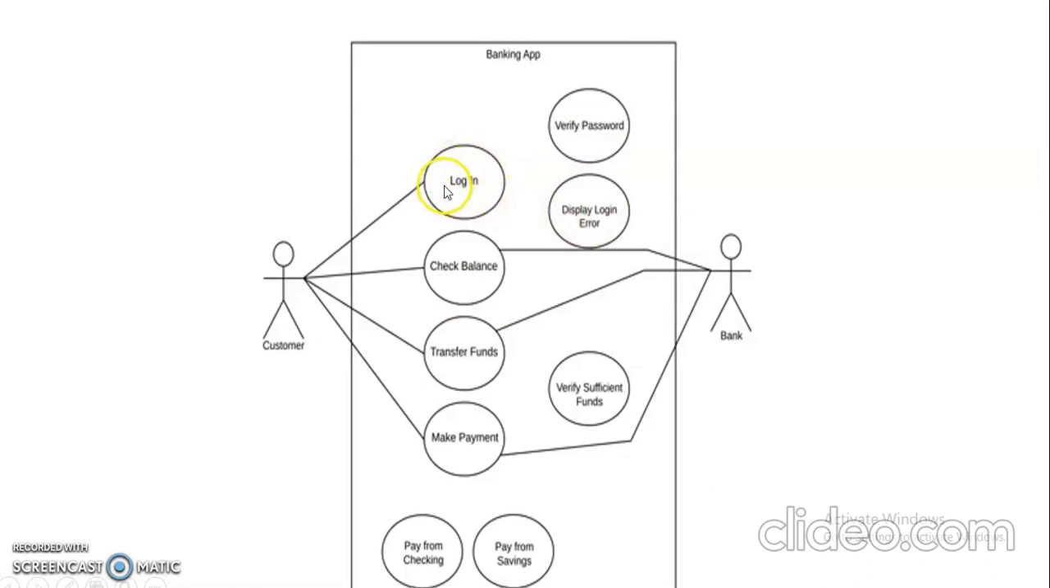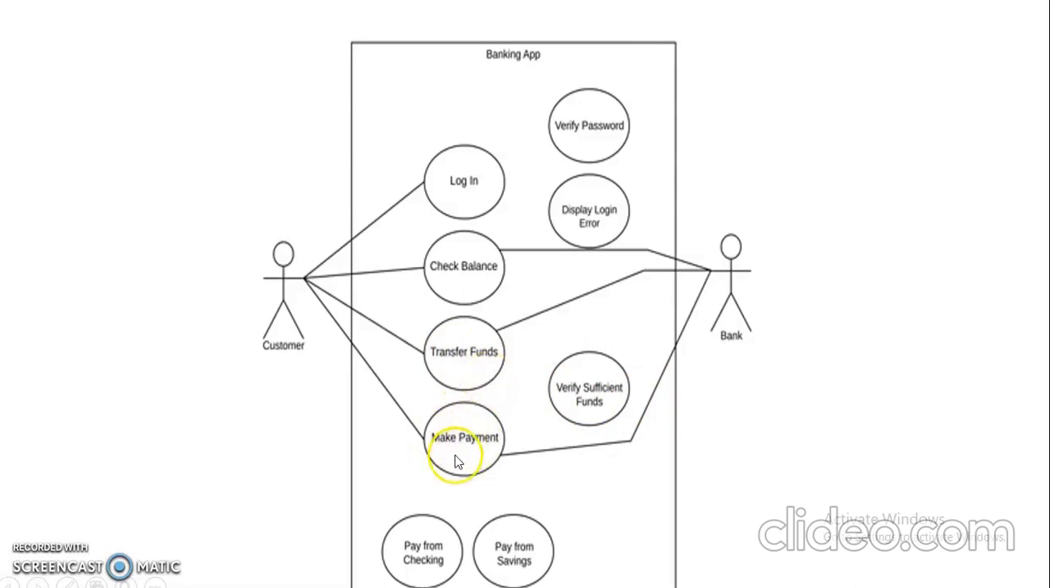Here login is a base use case, verify password and display login error are dependent use cases. Whenever the base use case is executed, the dependent use case will be executed, then it is include. Whenever the base use case is executed, the dependent use case may or may not be executed, that is known as extend. Now come to the third use case, verify sufficient funds. The bank has to check whether the customer has sufficient funds to make the transfer. For example, if we have 10,000 in our account but try to transfer 15,000 to a friend, it is not possible. So whenever the transfer fund happens, the verify sufficient funds use case will be executed. So this relationship is, yes, include.